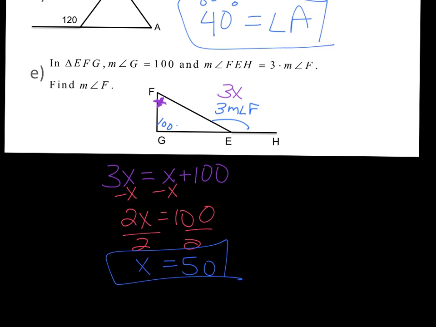These are easy to check. I could quickly plug that back in, right? If this is 50 and I add 100, I get 150. Subtract that from 180. What's the angle FEG going to be? 30 degrees. Now these are a linear pair, which means the angle on the outside, FEH, is 150 degrees. Is 50 plus 100 equal to 150? Yes, right? Is 3 times 50 150? Yes. So it all should work.